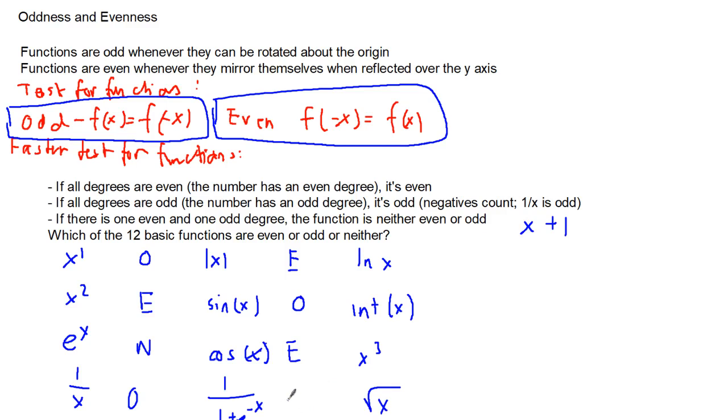This is neither. Ln of x is neither. Integer of x is neither. X cubed is odd, and square root of x is neither. Alright, so these are the odds and evens of the functions.